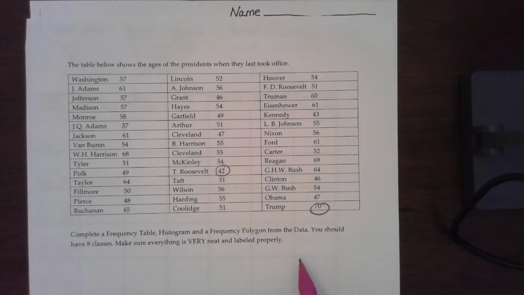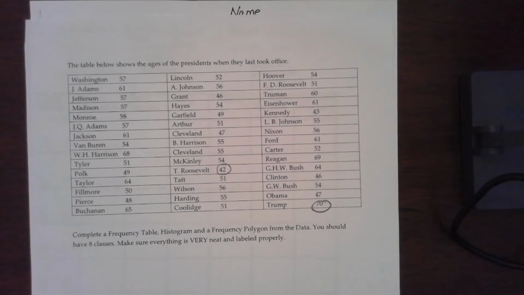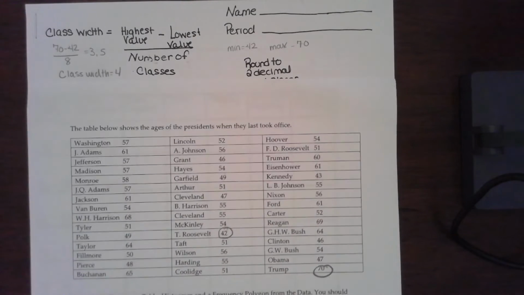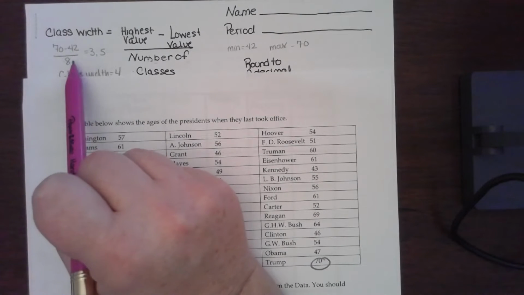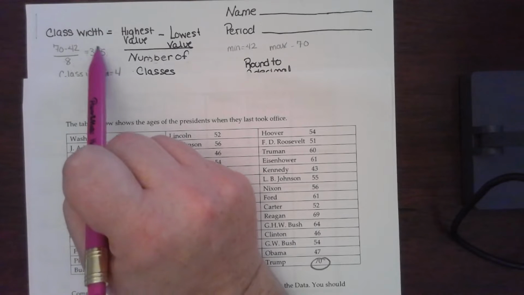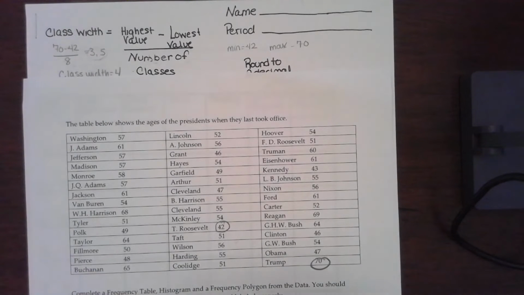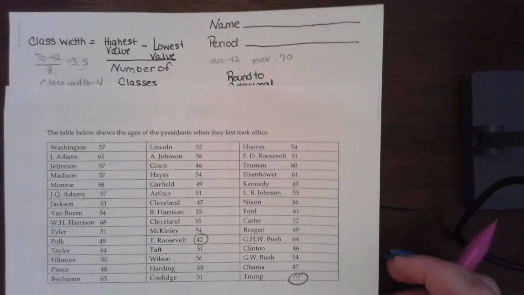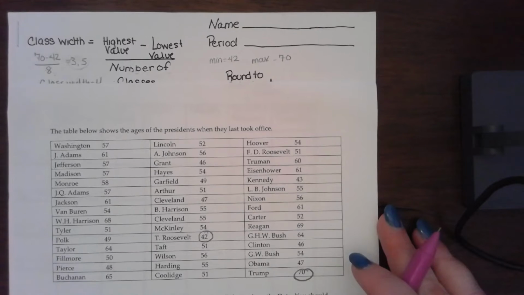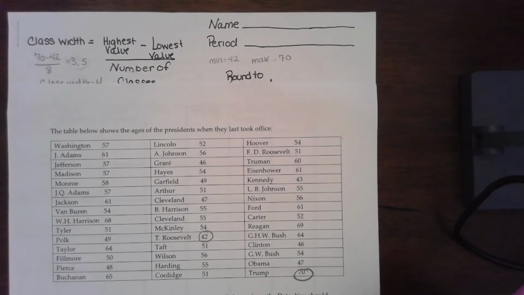So we're going to take the range of the data, which is the highest value minus the lowest value. That's 70 minus 42, and divide it by 8. And we get a class width of 3.5. But remember, whether it's 3.1 or 3.2, you always, always, always round up. So we're going to round up to 4. So our class width is now 4.